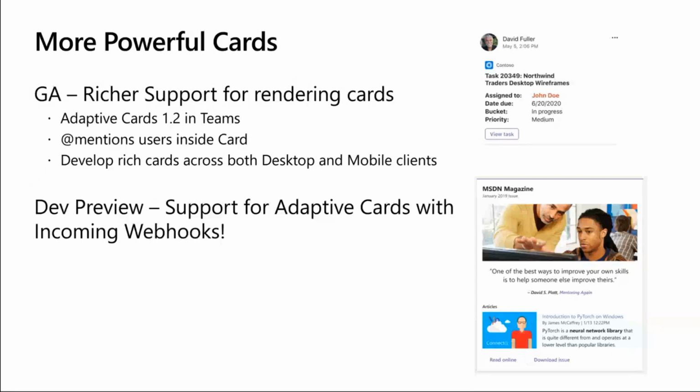In dev preview right now, we have support for adaptive cards with incoming webhooks. So you can actually try this right now. If you would like to set up an incoming webhook within Microsoft Teams, you can post adaptive cards to that incoming webhook today, and I'll give you a little demo of this. But feel free to try it yourself too, because this works.